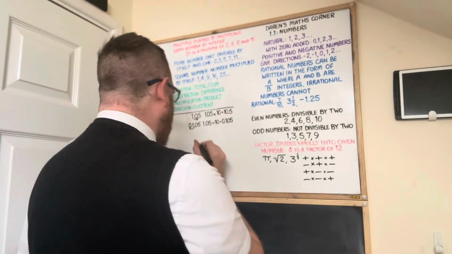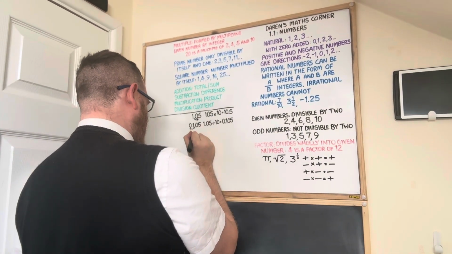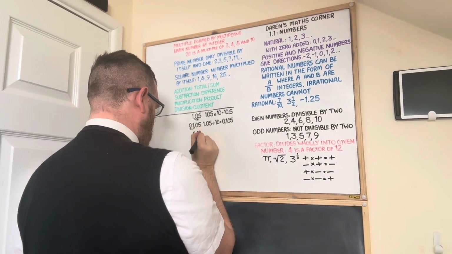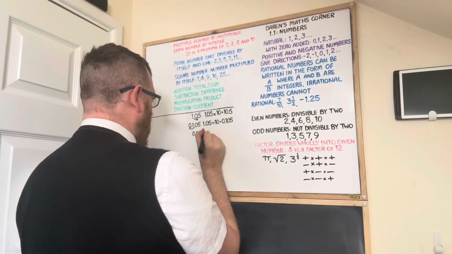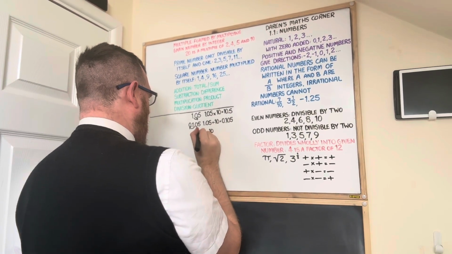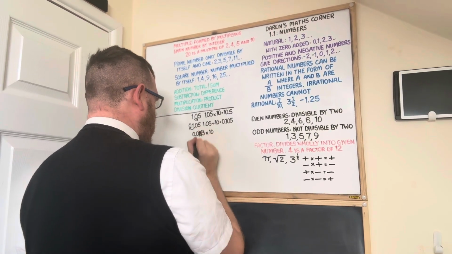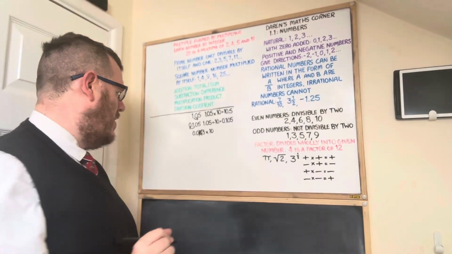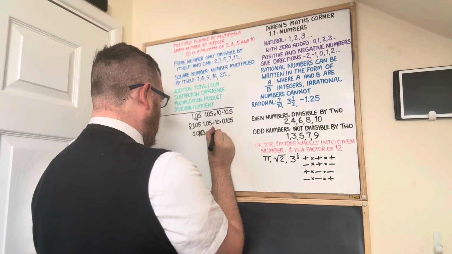Next one. 0.03003 times 10. Well, that's quite easy enough. You just get rid of one of the zeros. So it then becomes 0.03.